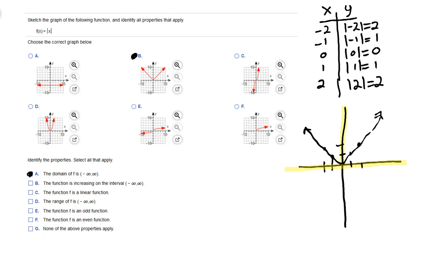Odd functions are going to have origin symmetry, so you're looking in opposite quadrants. I'm looking in the upper right and the lower left, and I do not have a mirror image, so this is not an odd function.